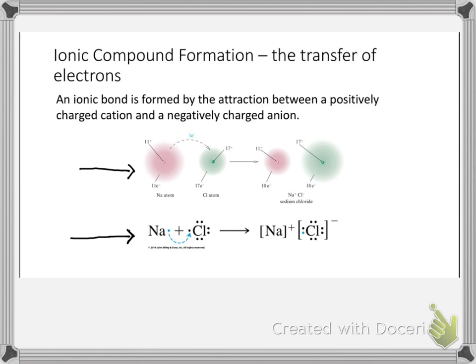So here you can see, and let me change my color of my pen. Here we have a sodium, which would have one valence electron, and they're showing you that this one valence electron is being transferred to the chlorine. So now if I look over onto the right-hand side here, the sodium is a positive charge because it lost an electron.